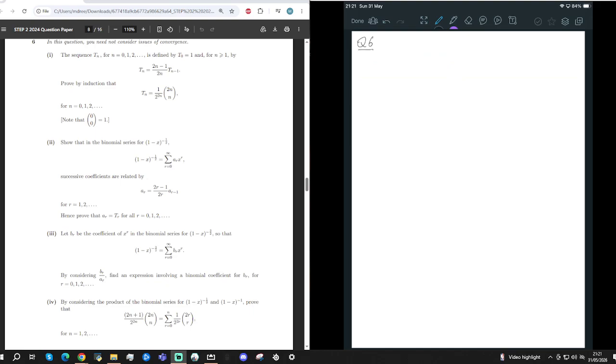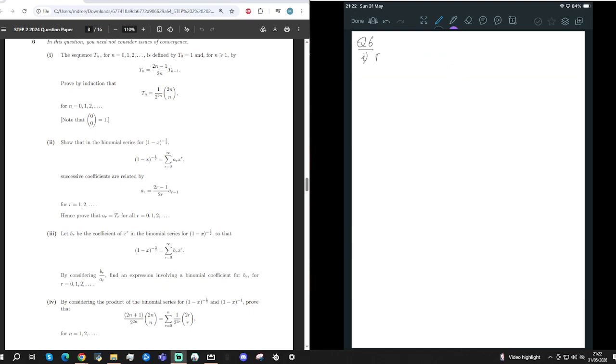So, diving straight in, we have a sequence T_n, which has an initial term of 1, and then a recurrence definition telling us how to link each term to the next. Prove by induction. Induction is particularly nice. I like induction a lot, particularly anytime you index anything by whole numbers, anytime you have a discrete sequence of things happening. So we can jump into this straight away.